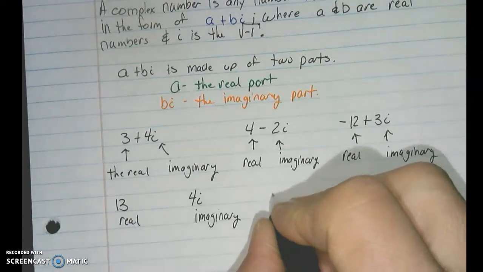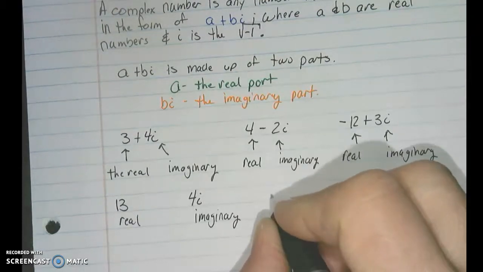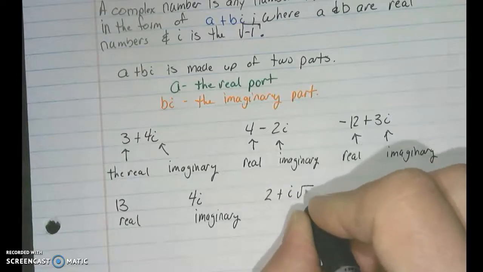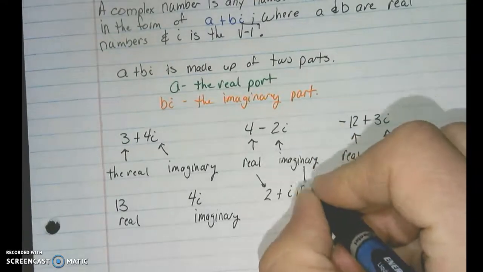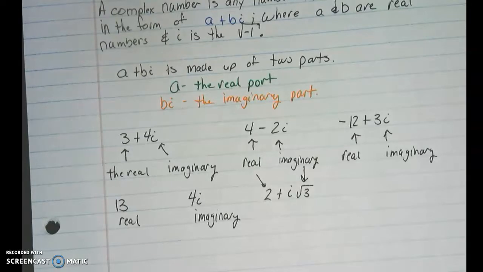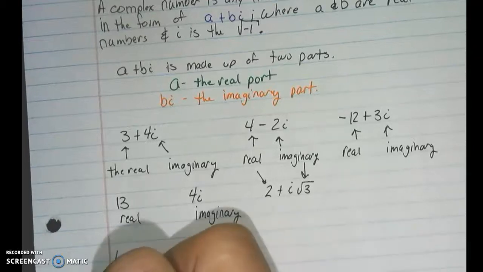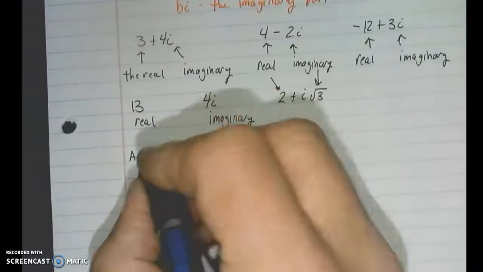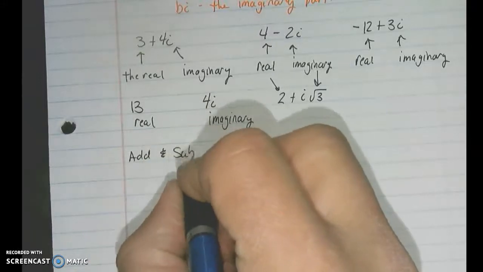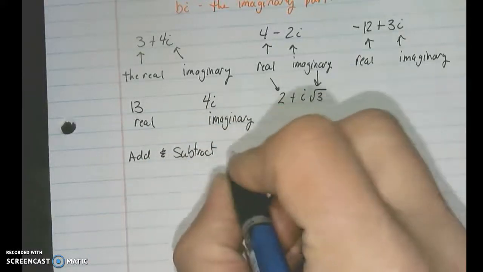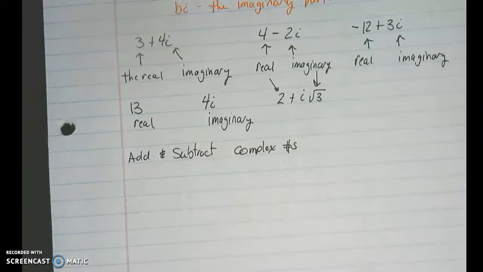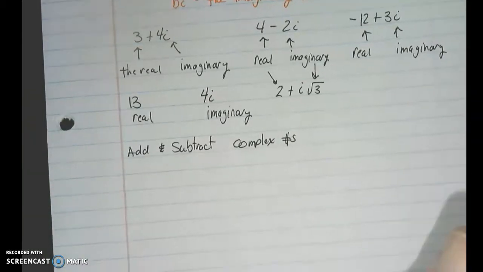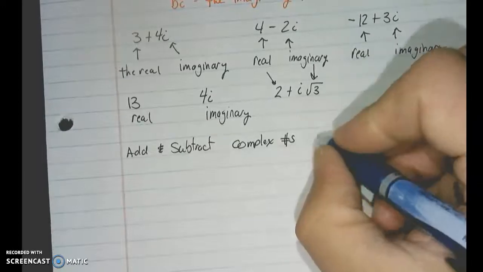We can also get radicals with it, so we'd get something like, I don't know, how about 2 plus i square roots of 3, right? So again, real, imaginary, just keep going like this, okay? All right, so next thing we're going to do is we're going to add and subtract complex numbers. Okay, so what we're going to do is, it's just like combining like terms.